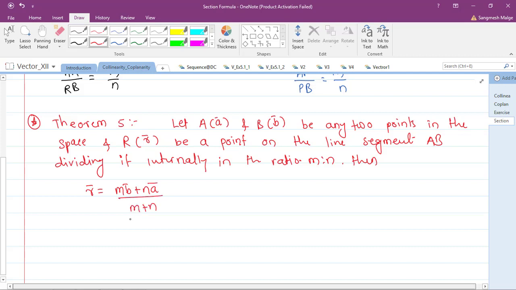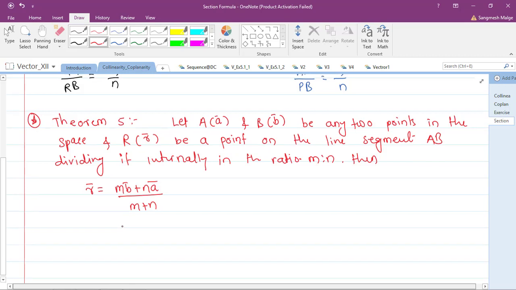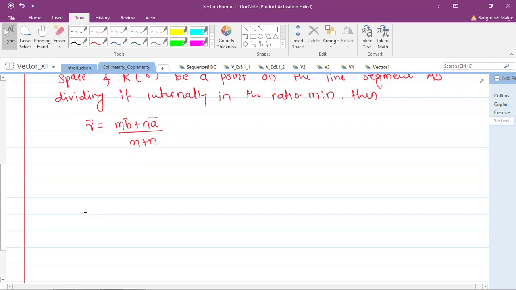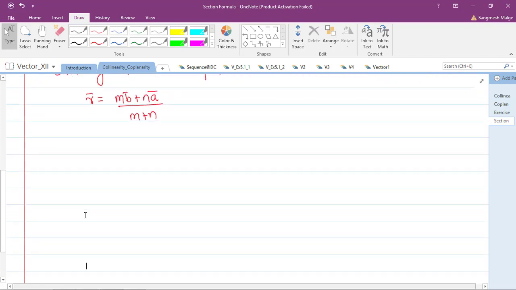So this we have to show, this we have to prove. If a bar, b bar and r bar are the respective position vectors of points A, B and R, and if this R is dividing this segment AB internally in the ratio m is to n, then we have to show that r bar is equal to m b bar plus n a bar upon m plus n. Okay, so let's take the same figure here.